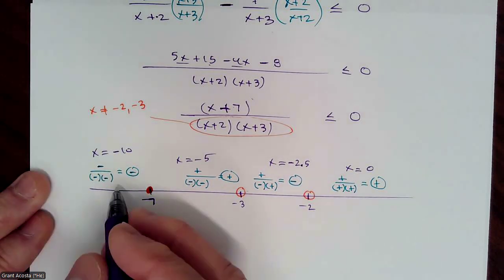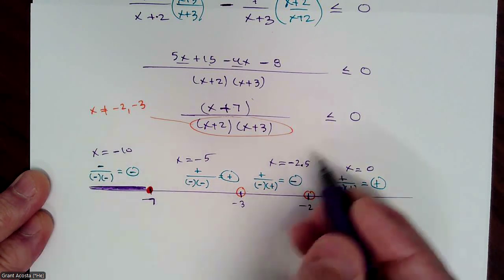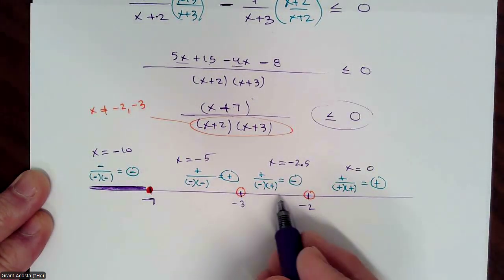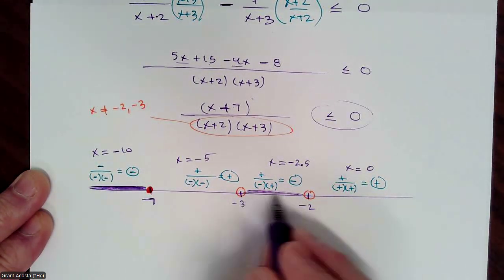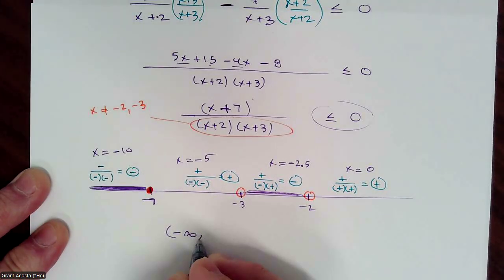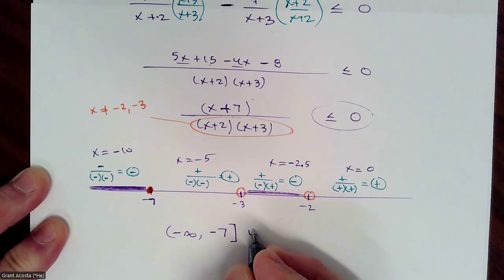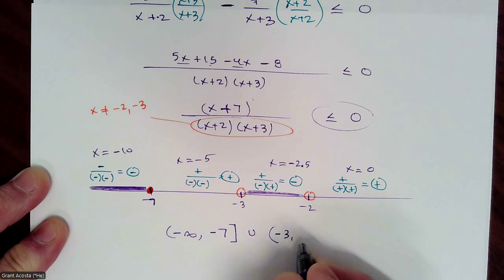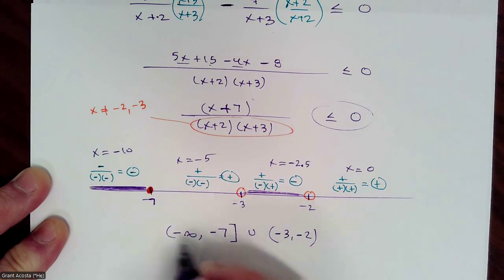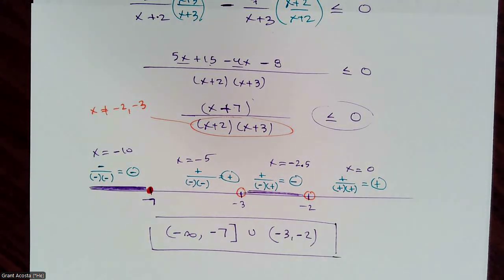Less than or equal to 0. So negatives I'm looking for, right? Less than 0 means negatives. So our final answer here, negative infinity to -7, including, or -3 to -2, not including either one of those. All right, that's it. We'll practice some more of this in class.